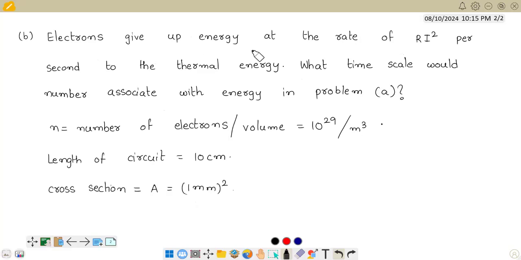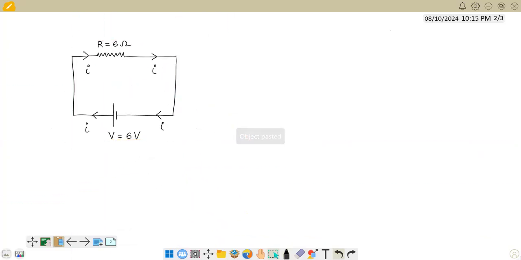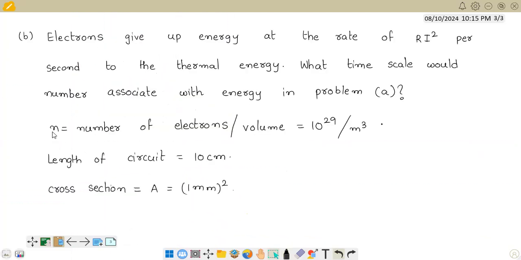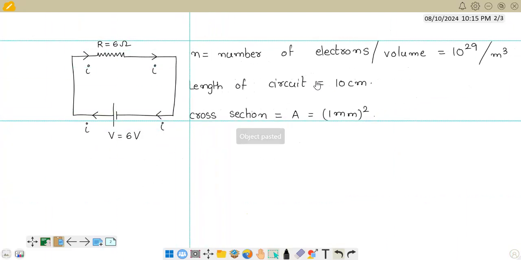He is also asking, electrons give up energy at the rate of Ri square per second to the thermal energy. What time scale would the number associate with energy in problem A? Okay, so let us try to discuss both the problems. Before that, let me take this circuit diagram to the next page. This is the resistance given, and there is some useful information also given in the question, and we need this information while solving the problem. So I'll take this information also to this page. This is the information that is given to us.